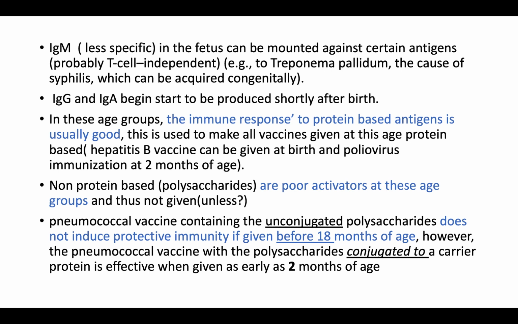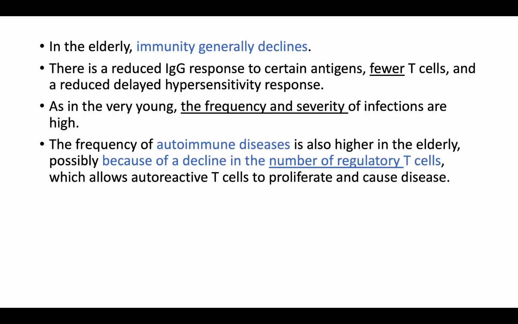IgM, which is less specific, can be mounted in the fetus. Of course, the baby has to do it on their own, but it can use the T cell independent pathway at the beginning. Then they start producing their own IgG and IgA. In these age groups, the immune response to protein-based antigens is usually good. Non-protein-based antigens are poor activators at this age, so polysaccharides, for example, you can't use. If you want to use a vaccine that is unconjugated, meaning not attached to a carrier protein, it will not work. So you have to use conjugated vaccines for this age group, and we give them conjugated proteins.